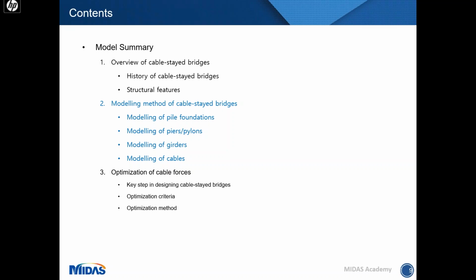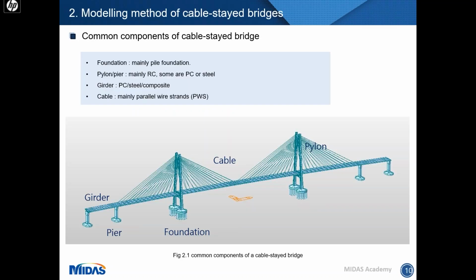Now let's move to the second part, the modeling method of each component of a cable-stayed bridge. Normally, a cable-stayed bridge mainly consists of five parts: foundation, pylon, pier, girder, and cable. For the foundation, the most popular is the pile foundation. That's because the pylons are high-rise, to ensure stability against natural loads such as wind or earthquake, so we need the structure embedded into the soil.